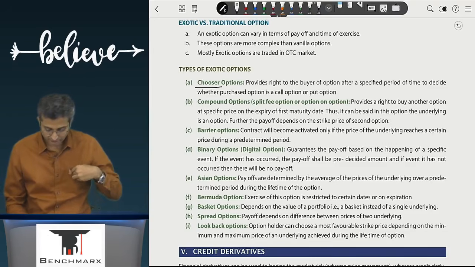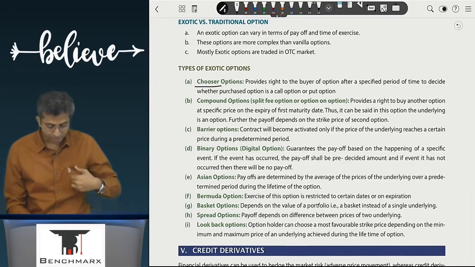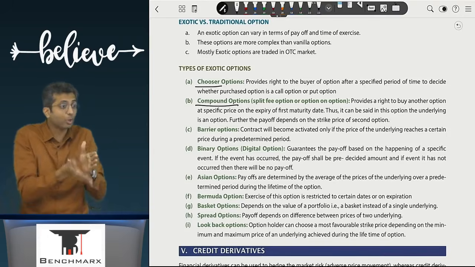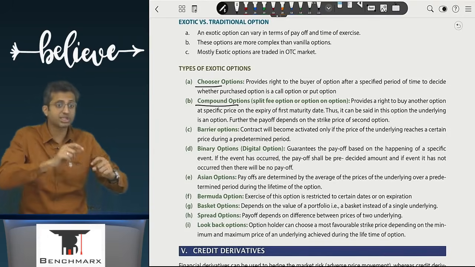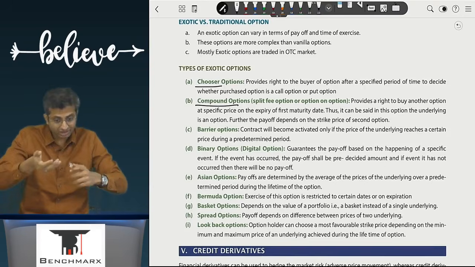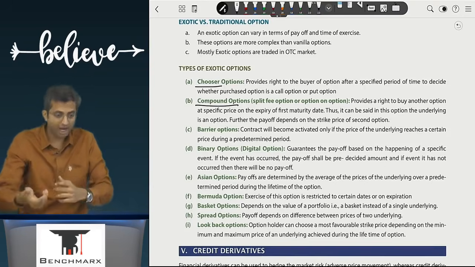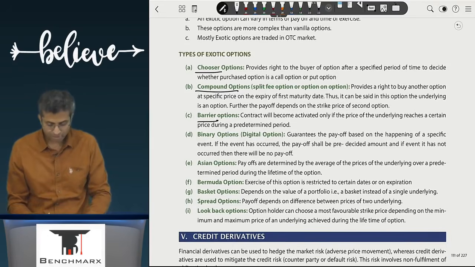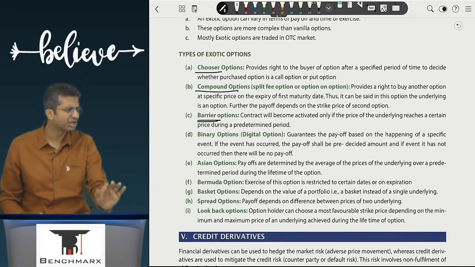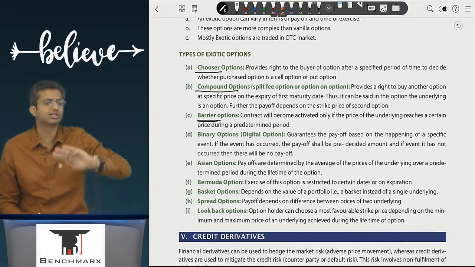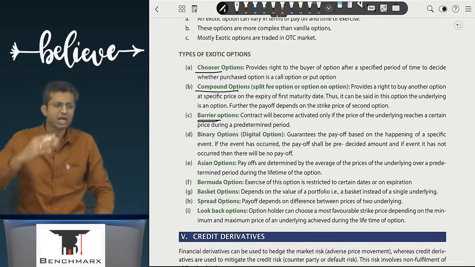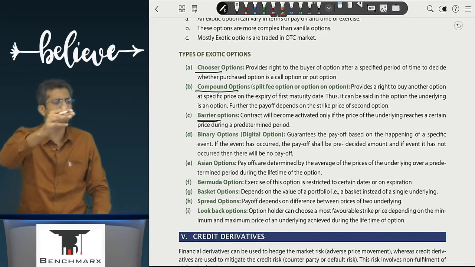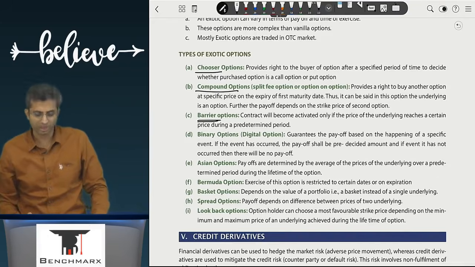Compound options. These are options on options. An option is given where after a future date you can decide to buy, or you can decide a particular exercise price. Barrier options are options which will be activated, not necessarily exercised, only if a particular barrier is breached. Otherwise, they will not be activated at all. So if you say the exercise price is 150, but you will not even touch this option if the price during the period does not cross a particular level.